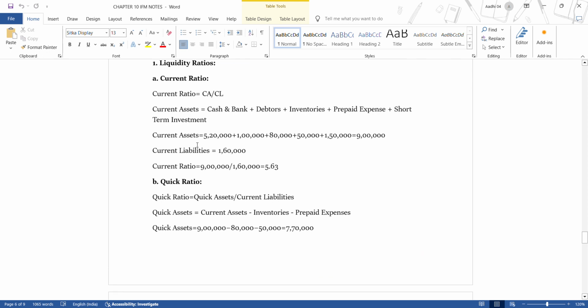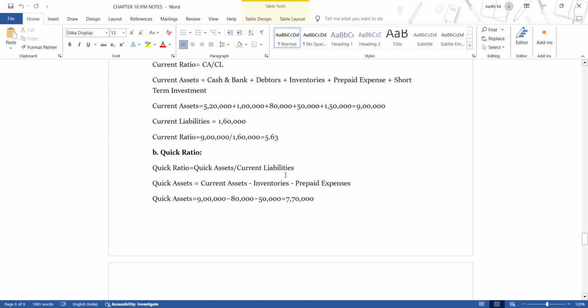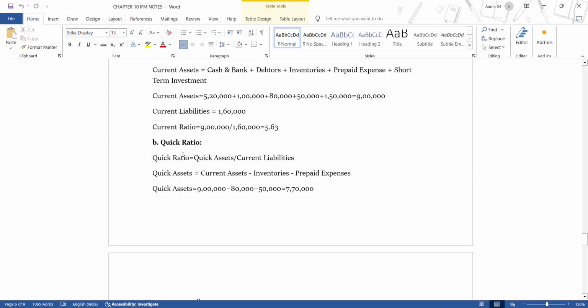Now your current assets total is 9 lakh and your current liabilities total is 1,60,000. Now divide 9 lakh by 1,60,000, and your current ratio is 5.63. Okay, I hope that is clear. Moving on to the next ratio, that is the quick ratio. Now what is the formula to find the quick ratio or acid test ratio?